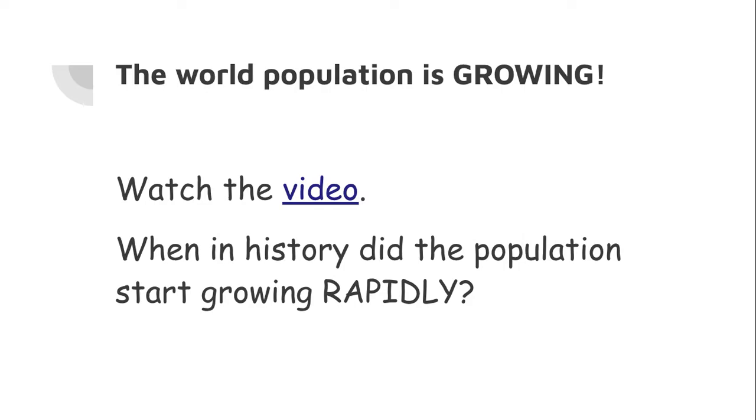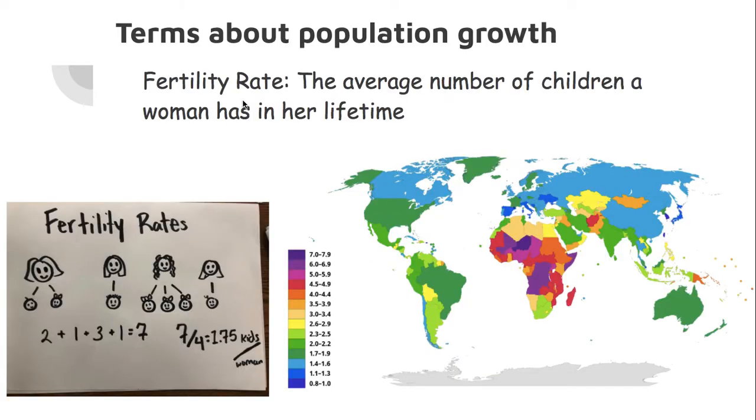With modern medicine, more people are surviving into adulthood and having babies of their own. That's why we have this rapid growth. Now, even though the world population is growing, it's actually not growing everywhere. So we have these population pyramids that we're going to look at to see where population is growing, shrinking, or staying the same.